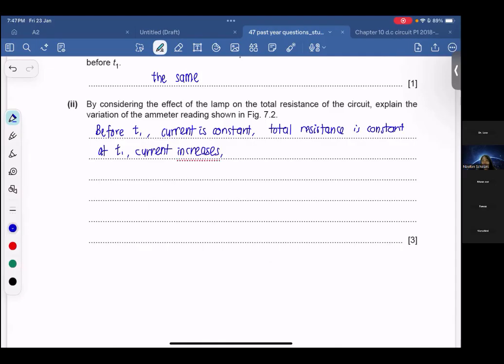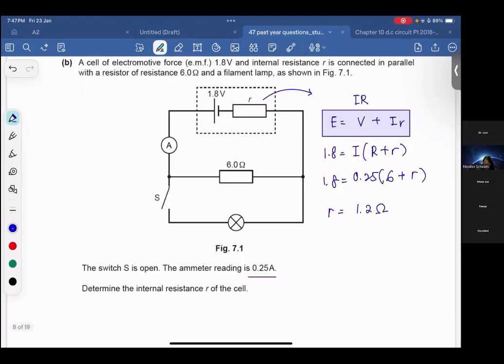Just now, Wesley, you scored 2 marks because there are 3 points here, 3 marks here. So you have to explain before T1. Your explanation is after T1, so you lose 1 mark. Kai Chen correct. Okay, at T1, any others want to try? Manjo? Why at T1 will the current increase?